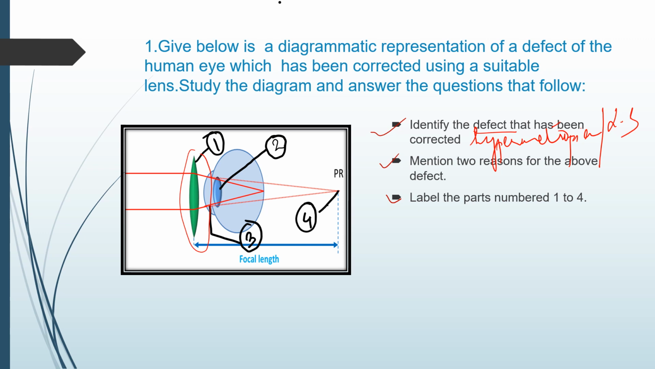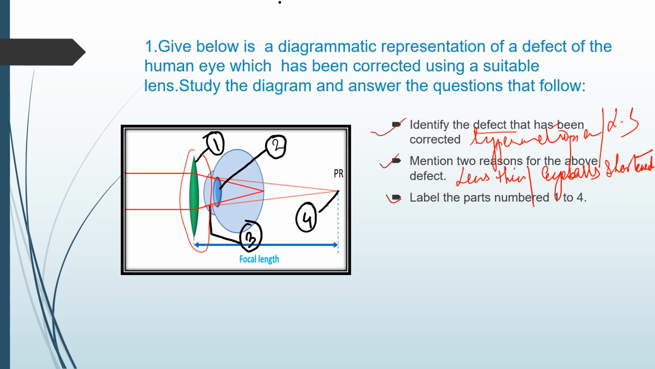So mention two reasons for the given defect. What will be the two reasons why this happens? Either the eyeball has shortened, or the lens has become too thin. So the lens has become thin or the eyeball has shortened. These are the two main reasons for the defect.